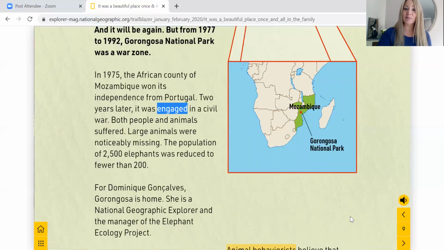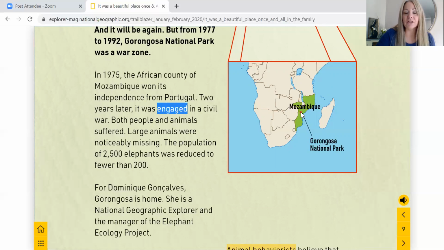Yeah. Is that what this word engaged means in the sentence? 2 years later, it was engaged in a civil war. Yeah, we're not talking about getting married here, are we? All right. So, what strategies did you use? Did you look around the word? Because if you did, you can see that the author does not explain what the word engaged means. And it's not a bold word, so it's not in the glossary. And also, we don't have any nonfiction text features that are helping us understand what engaged means. We have a map that shows us where the park is, but nothing else.